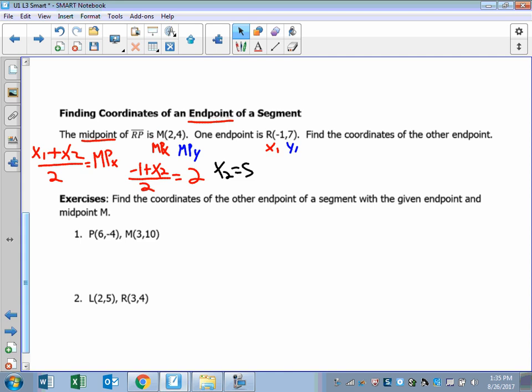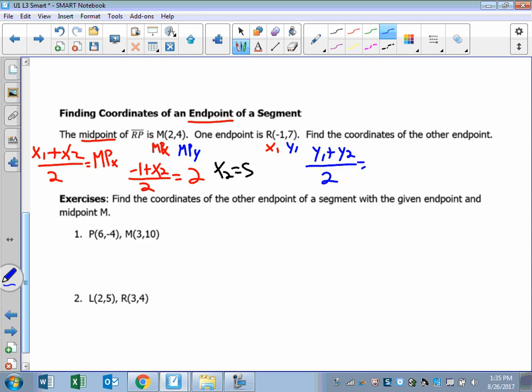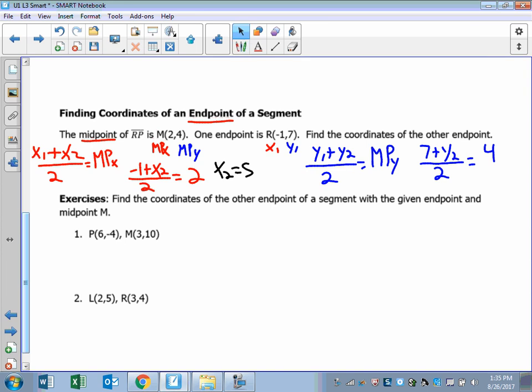And along the same lines, now we got to do our y. So we have y1 plus y2 divided by 2 equals the midpoint of y. And again, we can plug in, we know y1 is 7. We don't know y2, that's what we're trying to find. Divided by 2 equals midpoint of y, which was 4. So if we multiply both sides by 2, we get 7 plus y2 equals 8. So y2 has to be 1.